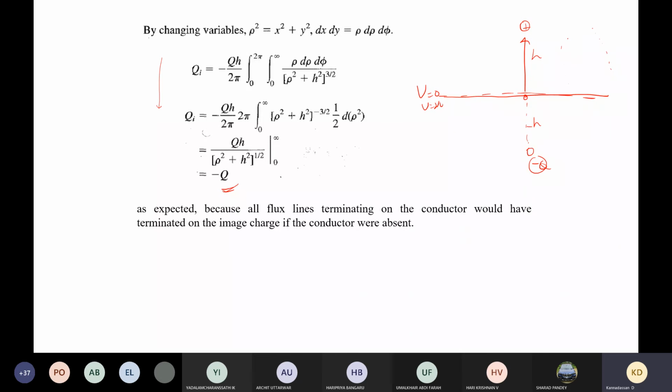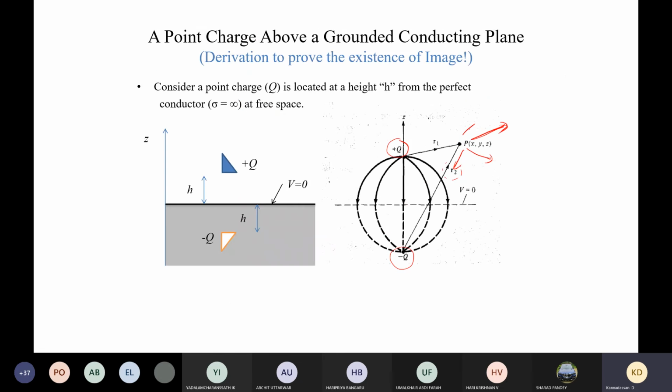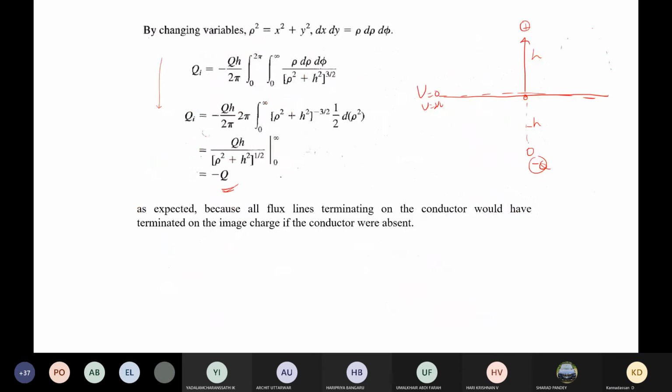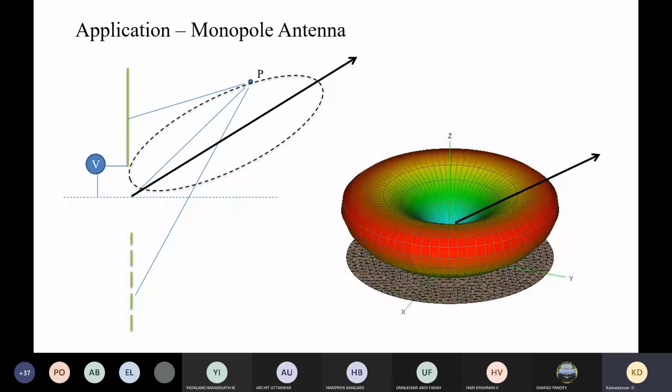So this theory proves itself correct, and the method of images is a valid approach. Here the uniqueness theorem also comes into the picture and says the same. In reality, under this there should not be any potential, but if there is a potential available, we can easily calculate it. There are many applications for the method of images, wherever symmetry comes into the picture.